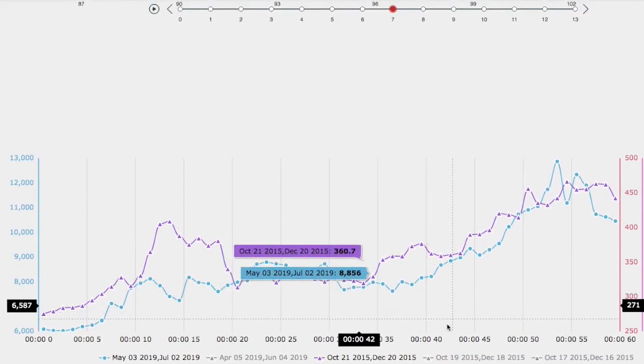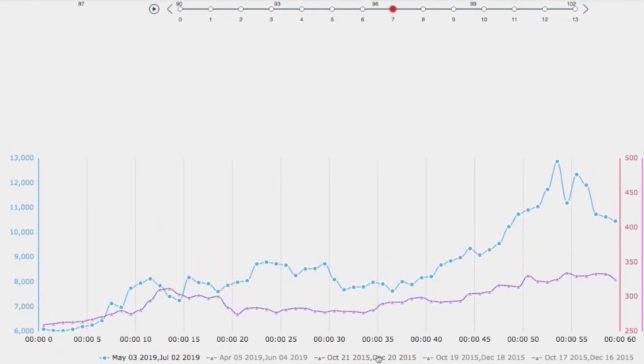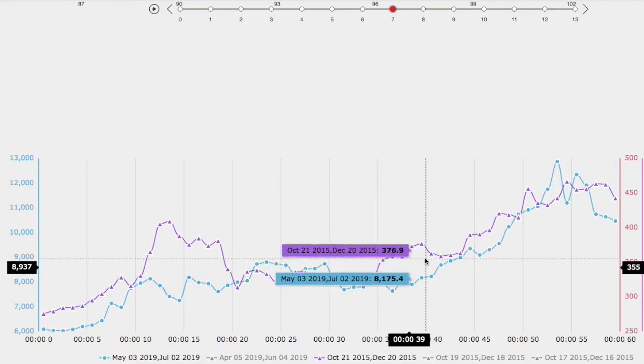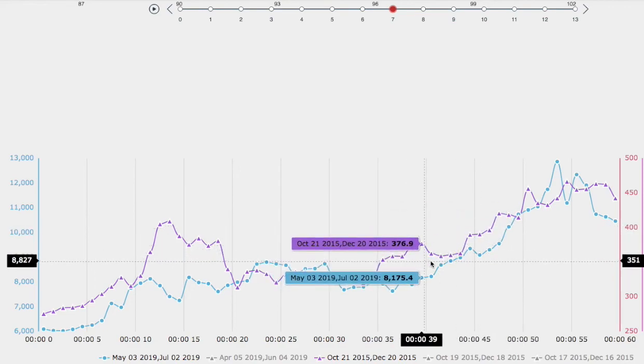So what we have here is the trend line, and we have the current trend here, and overlapping it is the 2015 trend line, and it overlaps pretty neatly. And that is all.